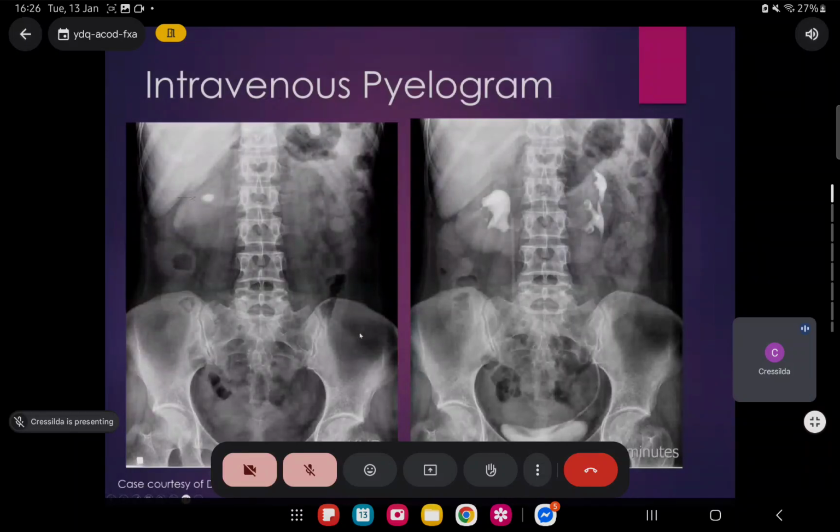So the image to your left, this is a plain study. So no contrast was given. However, we do see a hyperdense focus here. So this is a calcification. This patient is known to have a nephrolithiasis in the right kidney.